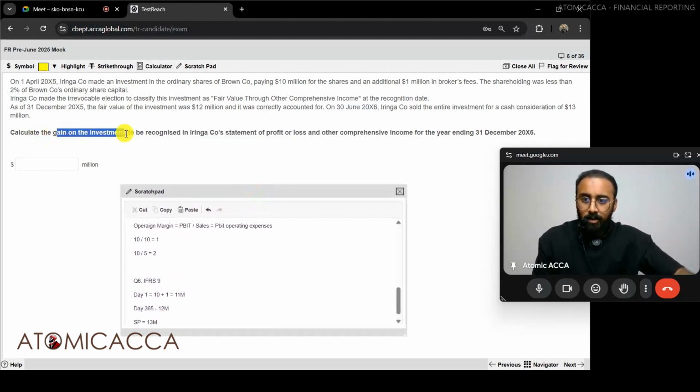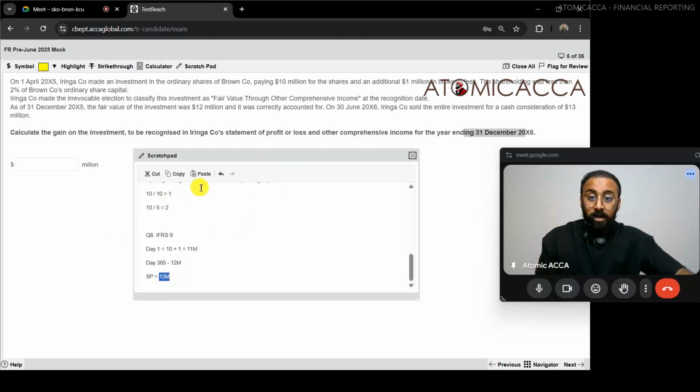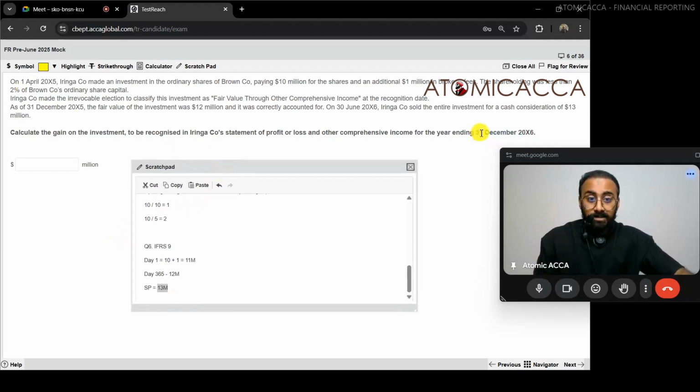What are they asking? What is the gain on investment for SOPL in the year ending 31st December X6? Keep in mind, don't go all the way from 11 million to 13 million and record a 2 million gain, because your financial year ends 31st December X6, so the year beginning is 1st Jan X6. Whatever gain was made from 11 million to 12 million, that is a 1 million gain. That 1 million gain will be recorded in SOPL in the previous year, that is 31st December X5. Once that year is over, SOPL begins from zero once again.